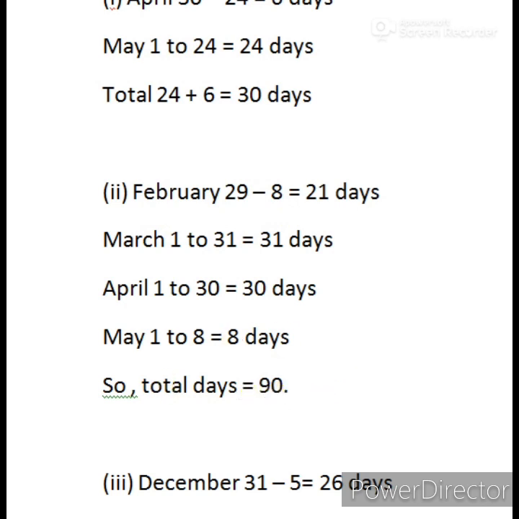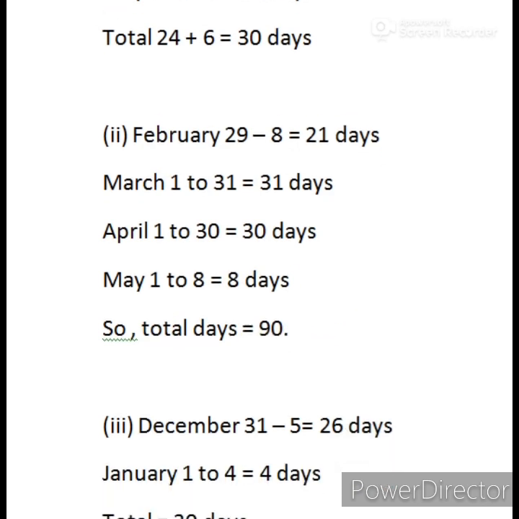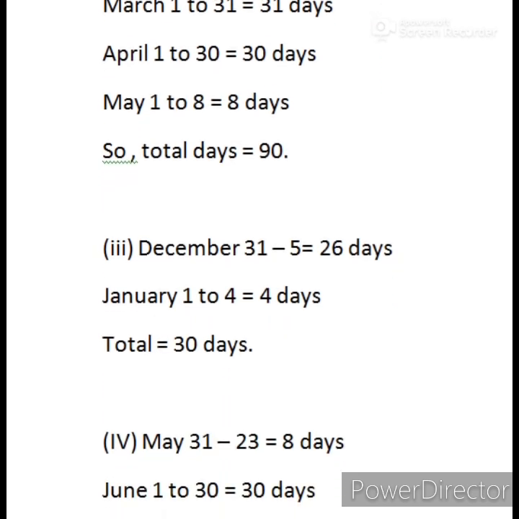Now see the third question. December 5 to January 4. December, we know that 31 days are there. So we have to subtract 5 days from that. So 31 minus 5 equals 26 days. And January we have to take up to 4, that means 4 days. So 26 days from December and January 4 days. Total how many days are between December 5 to January 4? 30 days. That answer you have to write there.